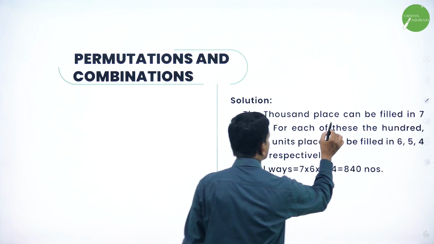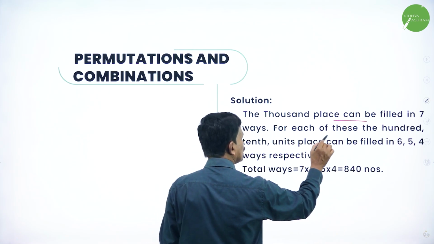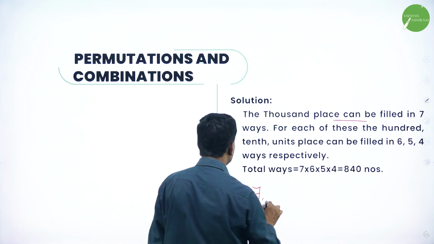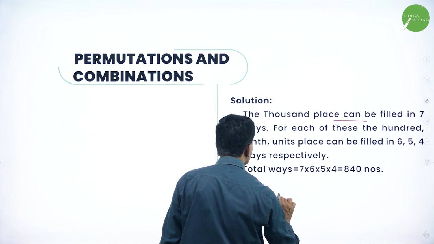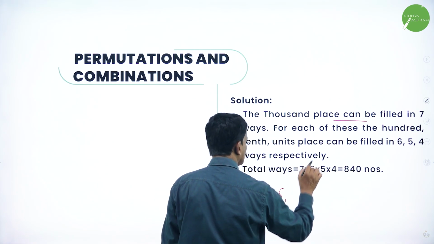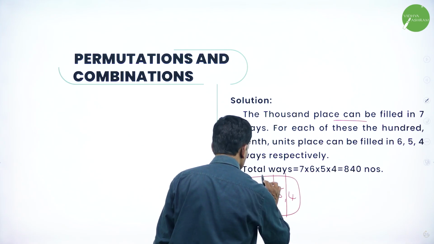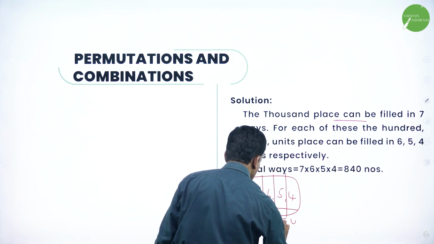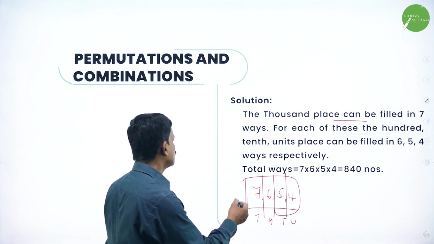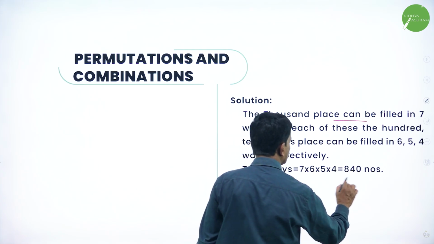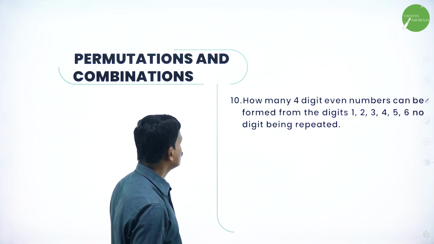So the 1000s place can be filled in 7 ways. For each of these, the 100s place can be filled by the remaining 6, the 10s place can be filled by the remaining 5, and the unit place can be filled by the remaining 4. So if you multiply, you will get the answer. The total ways is equal to 7 into 6 into 5 into 4, that is nothing but 840 ways, or 840 numbers.